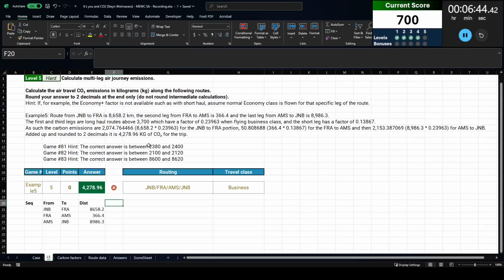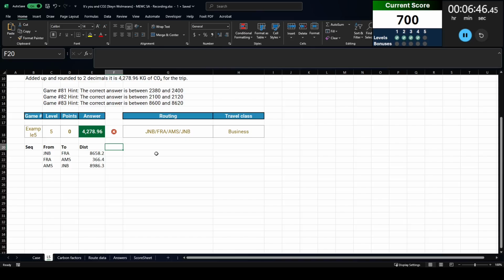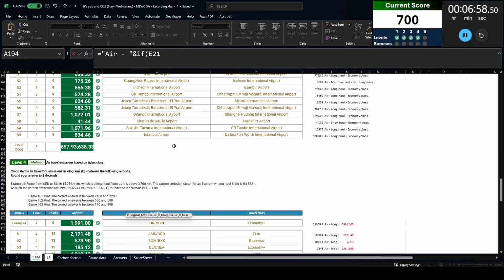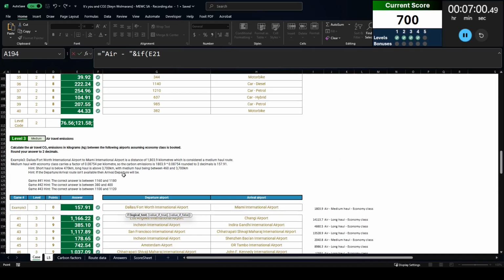And then as I'm running through the data, I'm going to run into another case where the economy plus class is not listed on a short haul flight. And we'll see in the instructions that it says the economy plus factor is not available with short haul flights. Assume normal economy class is flown for that leg. So what I'm going to do is add another row to that table, basically economy plus short haul, but I'm going to use the economy factor for that leg.